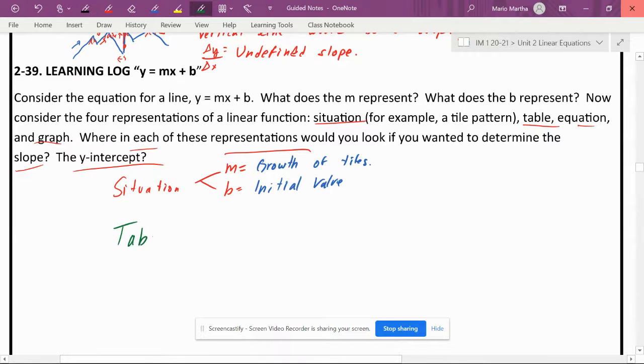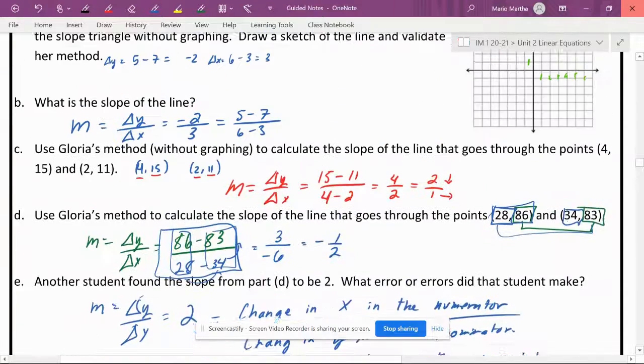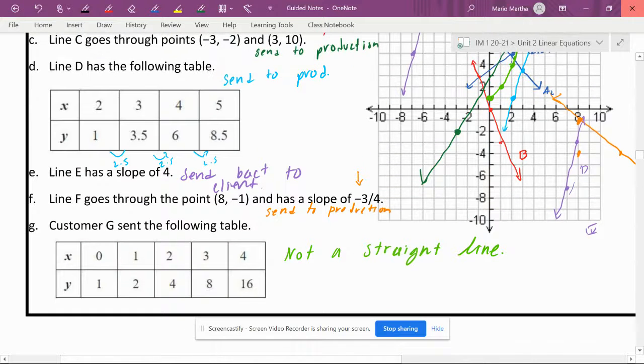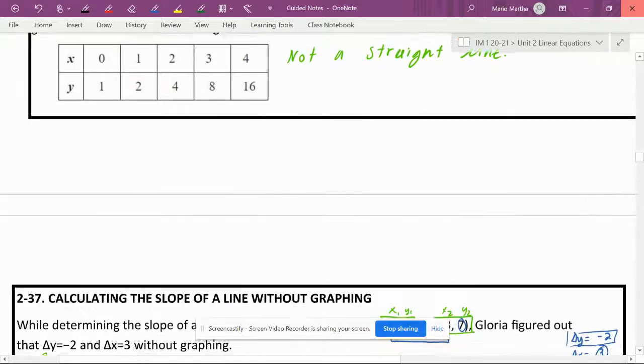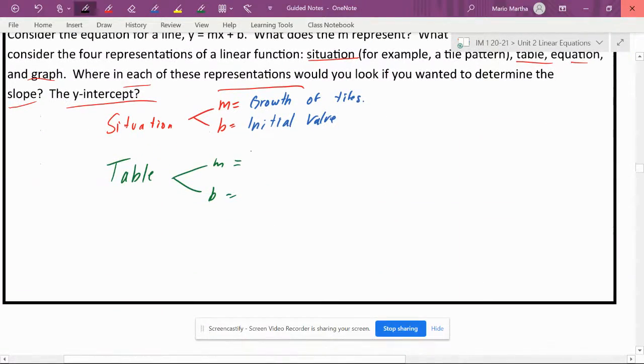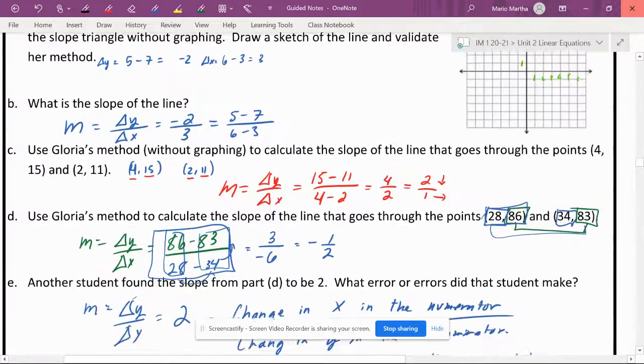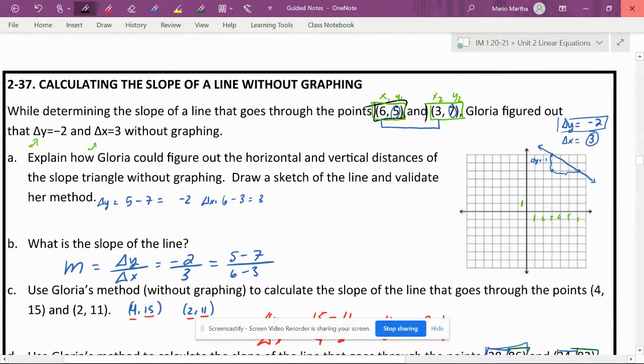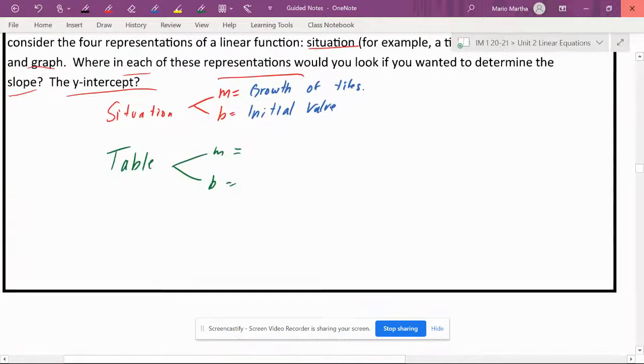If we're looking at a table now, with those two parameters m and b, I can find m in the table like the one that we have here. Our growth is our change in y over the change in x. So we can determine the change in the points. Or in this case, we can do the same thing that we did right here, where we have two values and we can just use those two. So we can determine the growth by looking at the points.